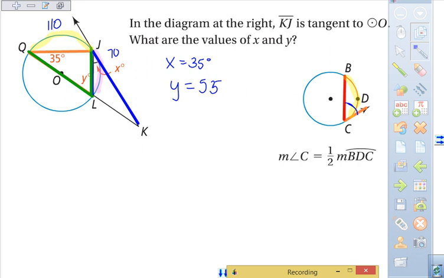Please go to the last slide for section 12.3 and try these problems. Pause the video until you're ready for answers.